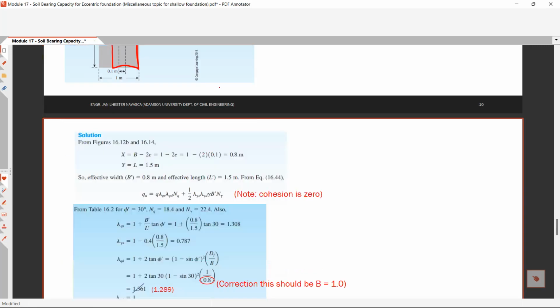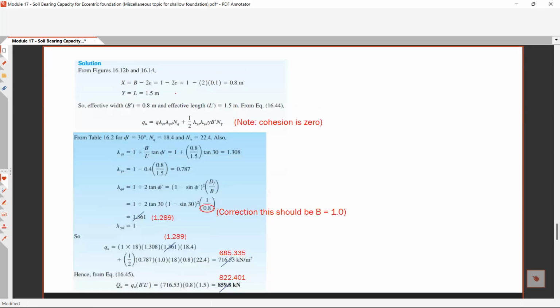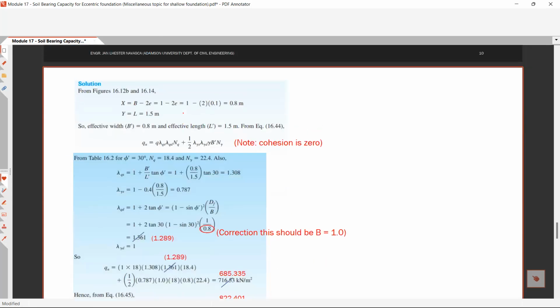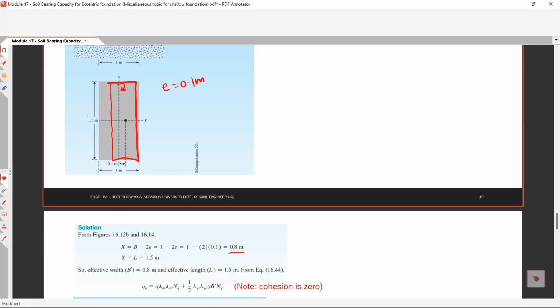So for the solution, your x is equals to b minus 2e. So basically 1 minus 2 times e, that is 0.8 meters. And your y is L, which is equals to 1.5. Hindi naman nabago yung 1.5 meters mo. 1.5 meters pa rin yan.